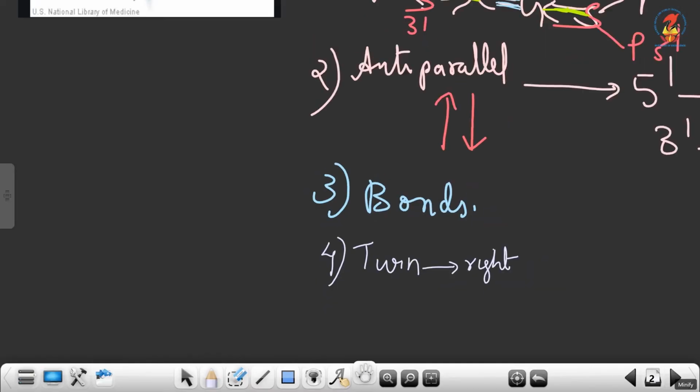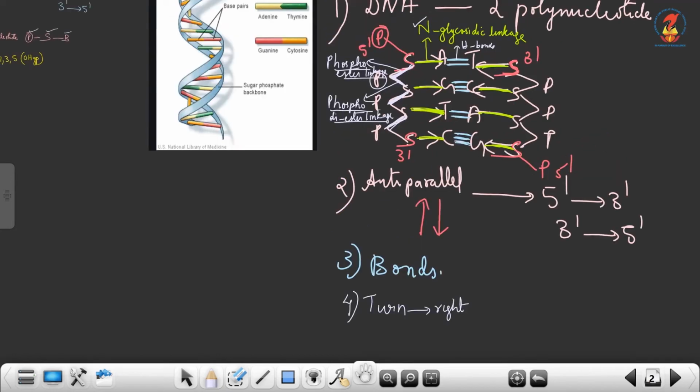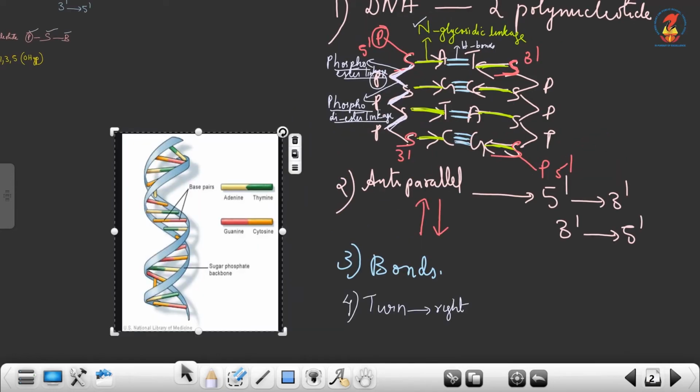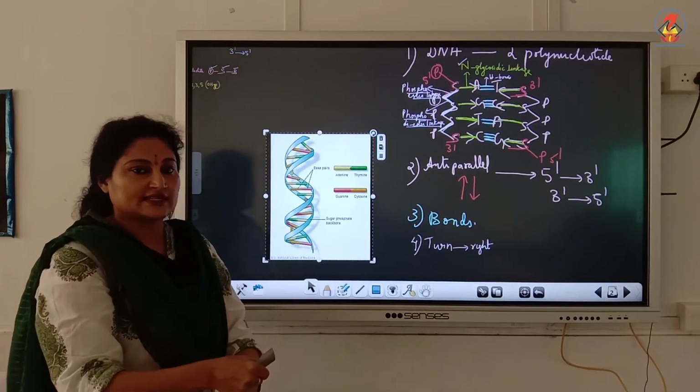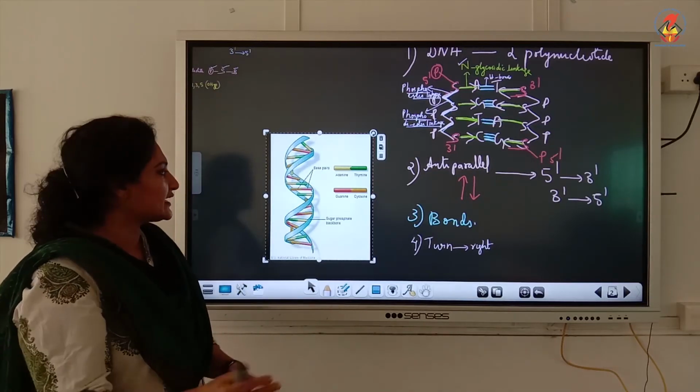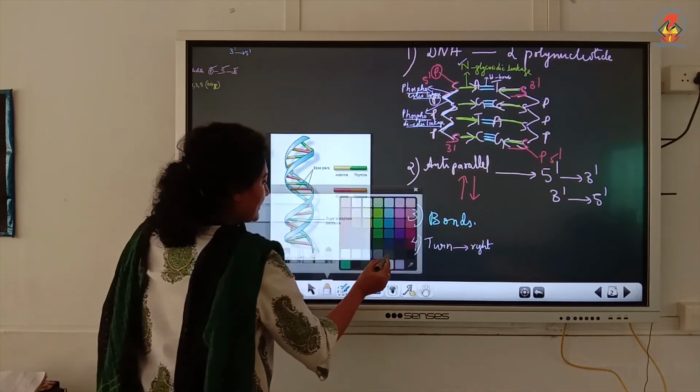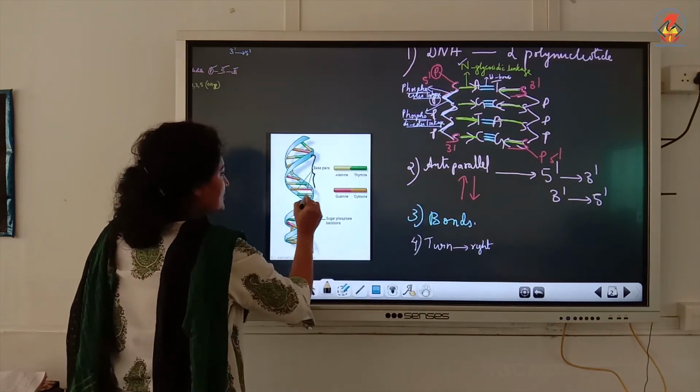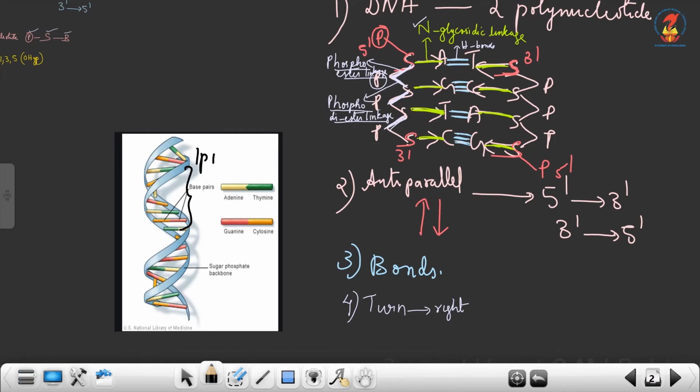And if you analyze the coil, see with this picture, let's analyze this coil. It is coiled towards the right side, in the right-handed fashion. And one turn or one pitch of the coil, that length is 3.4 nanometers. Once again, I am showing it here. One turn or one pitch is 3.4 nanometers.